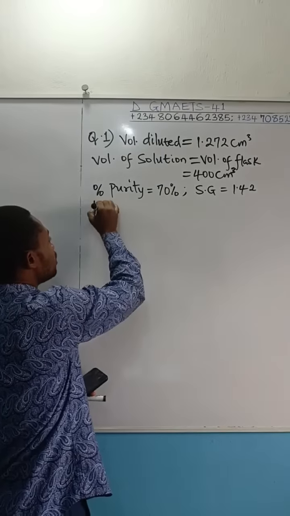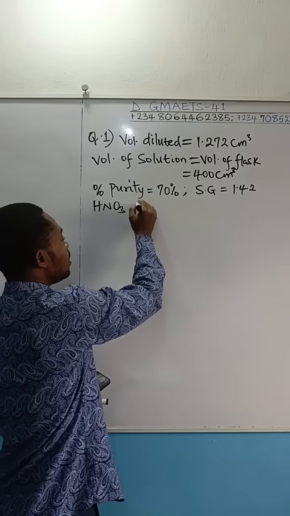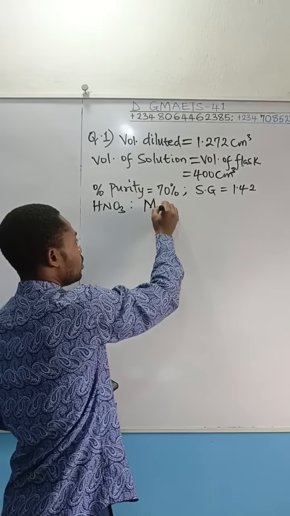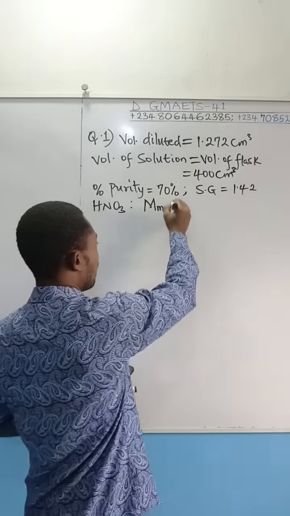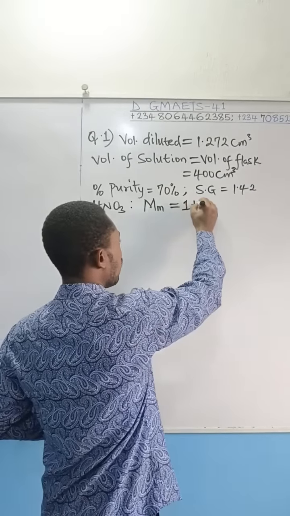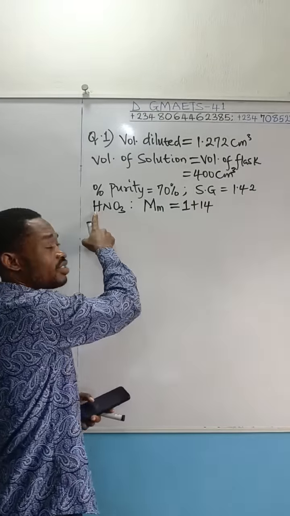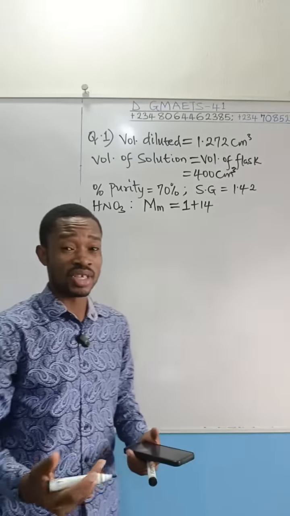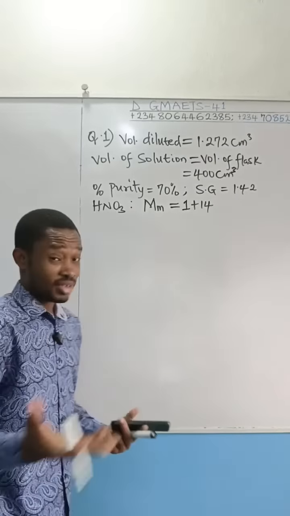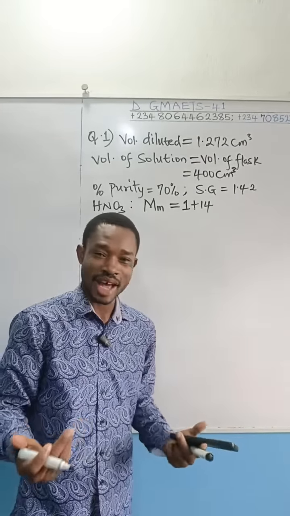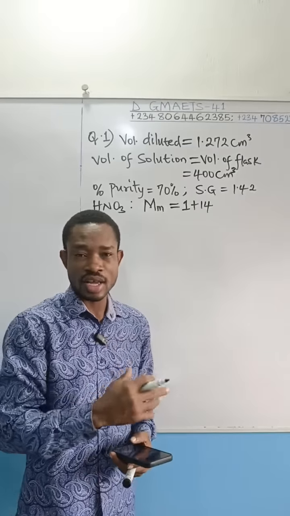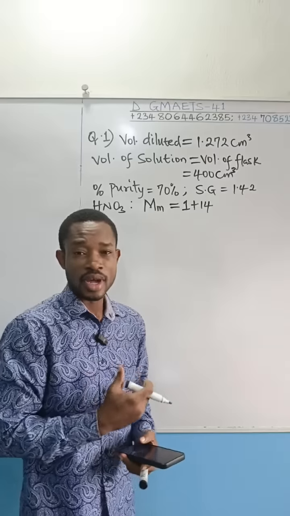The acid is HNO3, and I'm using capital M and small m for molar mass. If you find the molar mass of this, you will get 63. It's actually 1 plus 14, where the 1 is the relative atomic mass of hydrogen. It's meant to be given. Thank God this examiner gave this. Sometimes, as humans, it can be omitted, but by standard, the relative atomic masses are meant to be given. And good enough, we have it here.